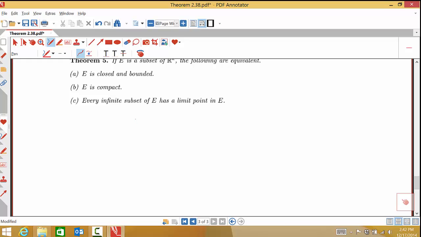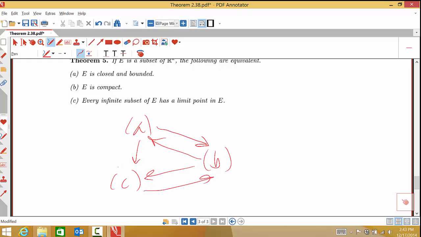What I'm going to say here is what we have is three statements. I have statement A, I have statement B, and I have statement C. The following equivalent says A implies B, but also B implies A, and B implies C, C implies B, A implies C, and C implies A.